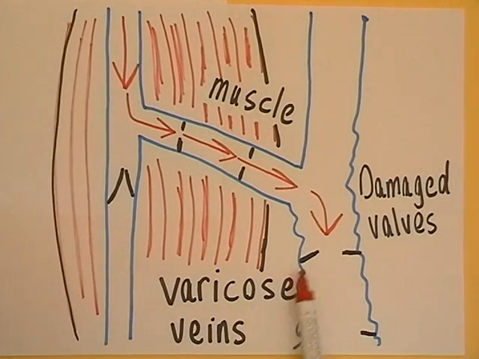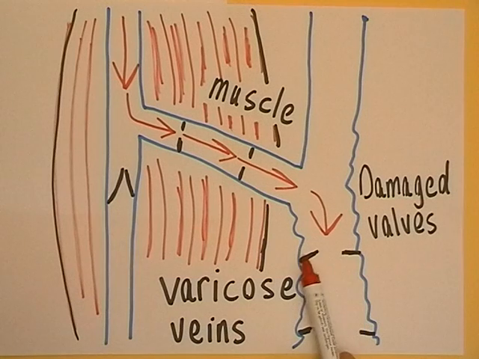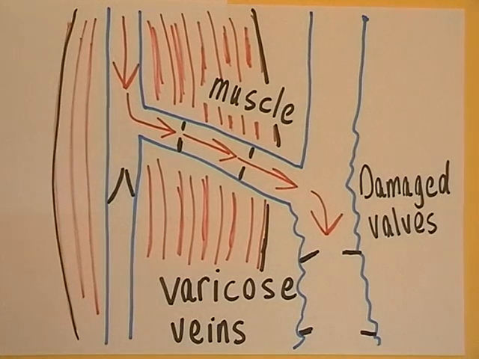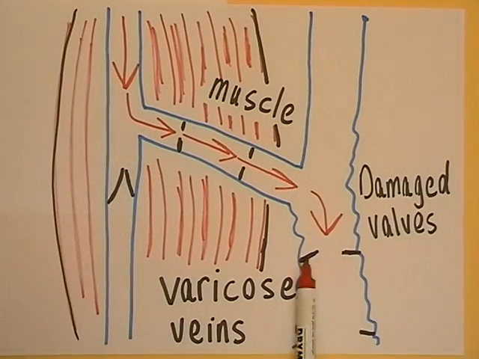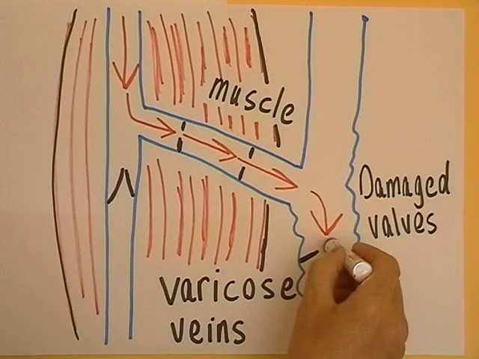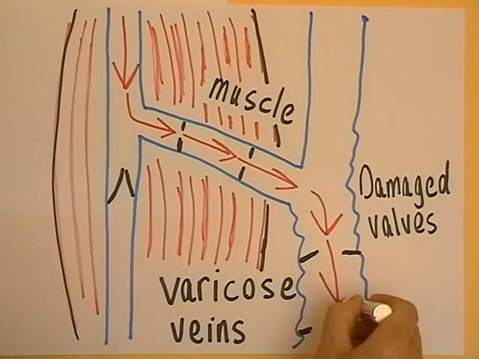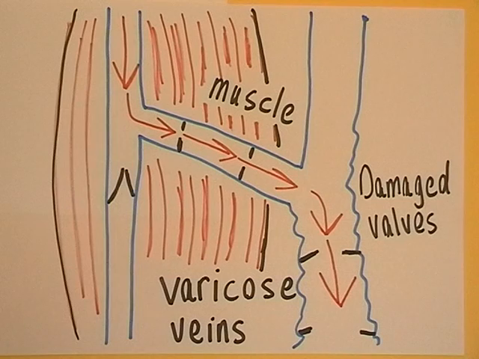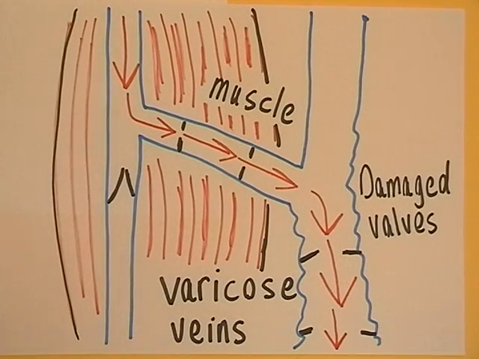Over time, the valve here, which is under a level of pressure now from the high pressure blood that it was not really designed to withstand, eventually this valve will fail, and the varicose vein can then extend downwards. Over time, this valve may fail, and you end up with these tortuous, dilated superficial veins. I'm sure you've all seen varicose veins.